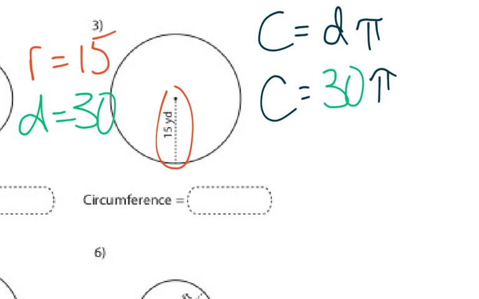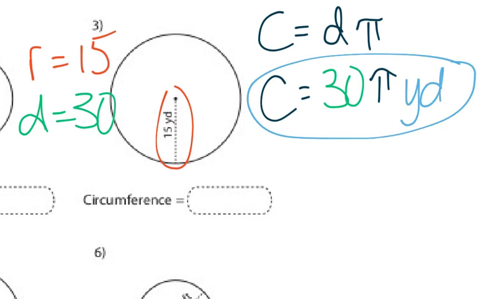And then we can't forget our yards. So this is an answer, and that is a good answer. There's nothing wrong with that answer. But again, in normal people language, nobody knows what 30 pi is. So let's put it in our calculator and hit enter. And let's see what 30 pi really is. And it's 94.24. Oh, 25. We have to round.